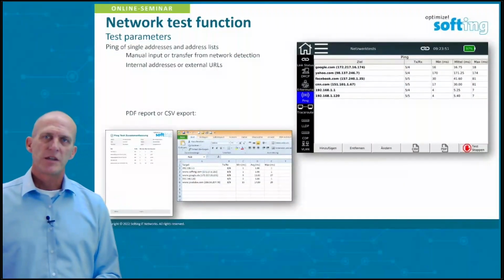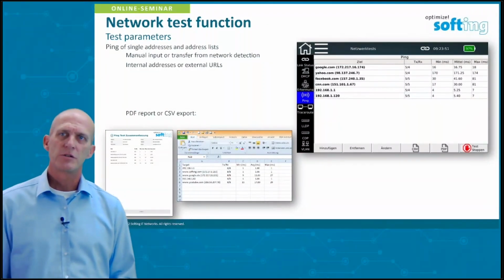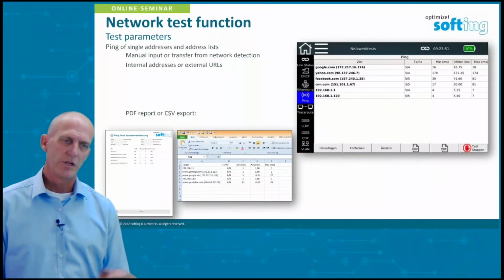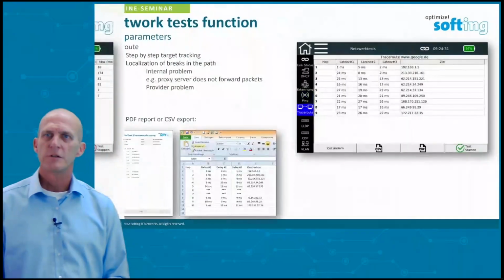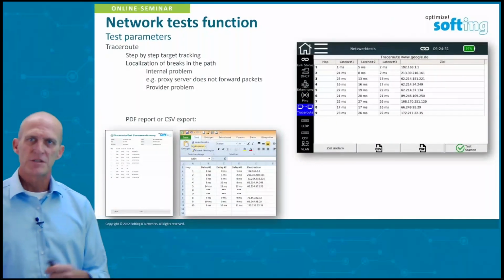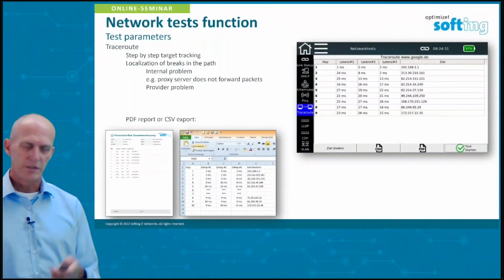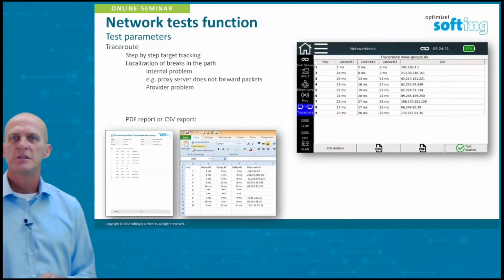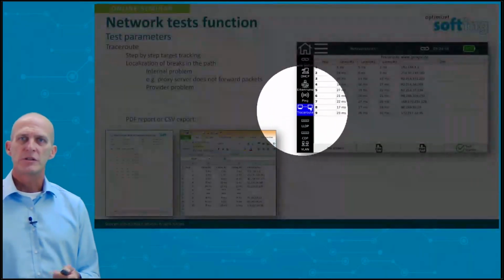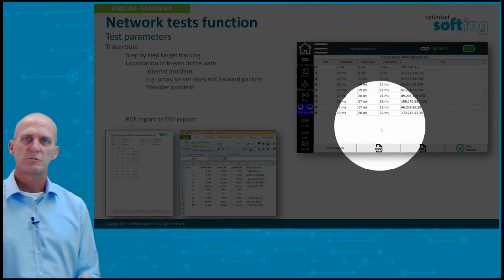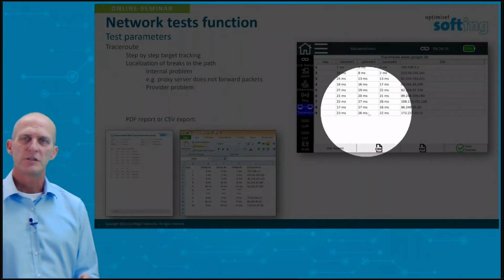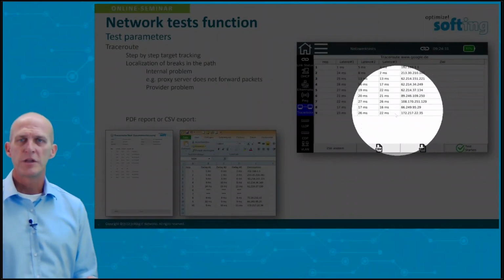Other test functions like ping and traceroute and so on are very useful to diagnose if you can reach devices in a network. This is a traceroute to, for example, an IP address. Here you can see all the nodes that have passed between your device and the end address, like, for example, Wikipedia or Google.